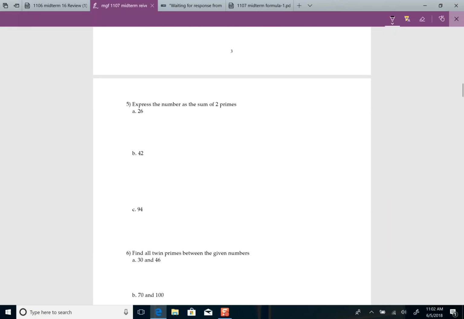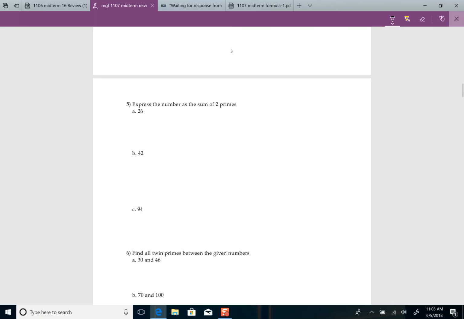All right, on number 5, express the number as the sum of two primes. So this is what I called in the videos the Goldbach conjecture, but I don't expect you to remember that word. So it will just say express the sum of two primes. There are multiple ways to do it. So if I were to give you, and I'm pretty sure I did make it multiple choice on the test, just pay attention that it fits, that the numbers are prime. Remember 1 is not prime, so do not use 1 as you're doing it.